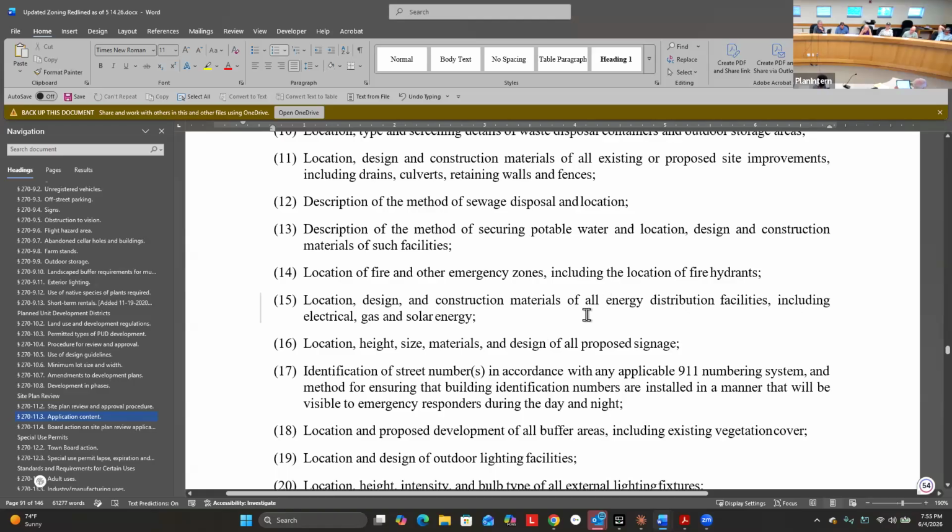Location design and construction materials of all on-site energy distribution facilities. One of the things they talked about adding was the location, design and construction materials of all on-site, that's adding the word on-site, energy distribution, getting rid of facilities, systems servicing the project, including electrical, gas, and solar energy, as well as energy systems for heating and cooling the site and energy storage units integral to the project.